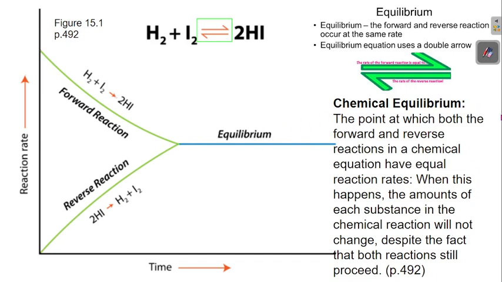Let me read this to you. Chemical equilibrium, you need to know the definition. It's the point at which both the forward and reverse reaction in a chemical equation have equal reaction rates. When this happens, the amounts of each substance in the chemical reaction will not change, despite the fact that both reactions still proceed. So the concentrations do not change when you reach equilibrium, because the amount of product that you're creating in the forward reaction matches the rate at which it becomes reactant again. In the reverse reaction, the product becomes the reactant. Okay, so the rates are the same, concentrations stay the same.